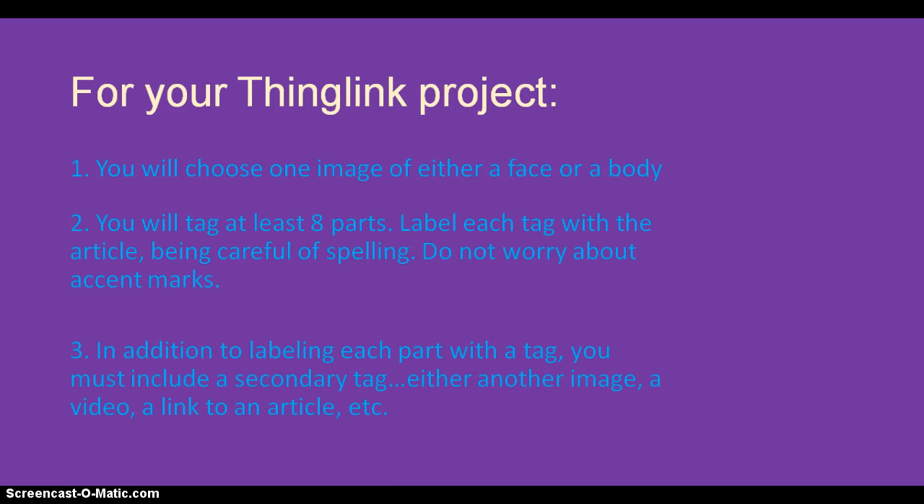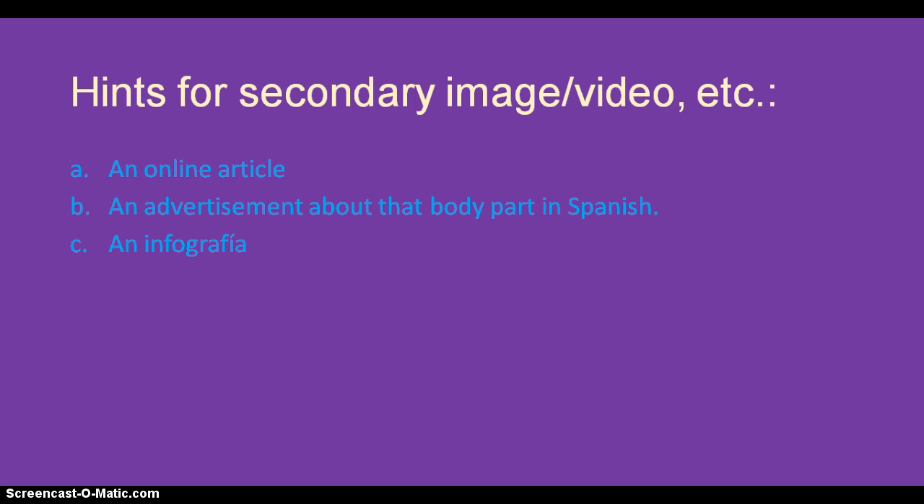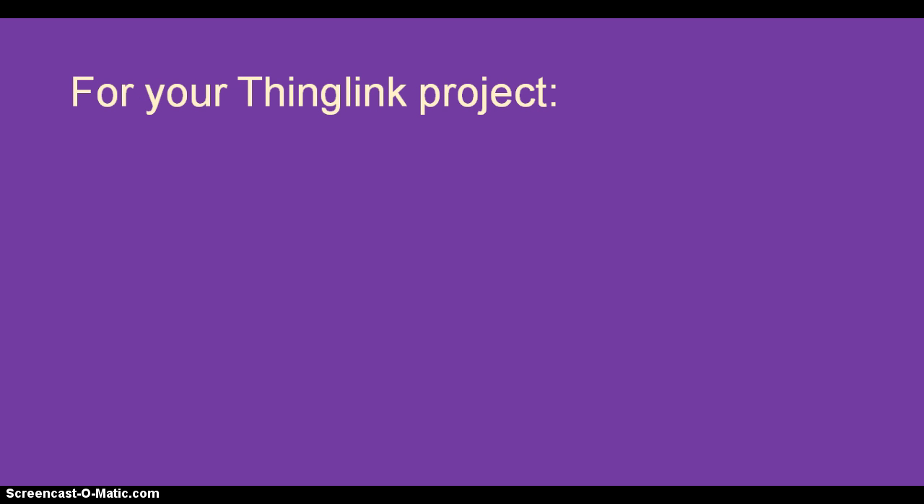In addition to labeling each part with a tag, you must include a secondary tag, either another image, a video, a link to an article that you found online, etc. Some suggestions for secondary images that you can do are an online article, an advertisement about that body part in Spanish, and an infografía, which I will show you what that is later. Basically any kind of picture that you can find that has a link to it that you can put in your project.